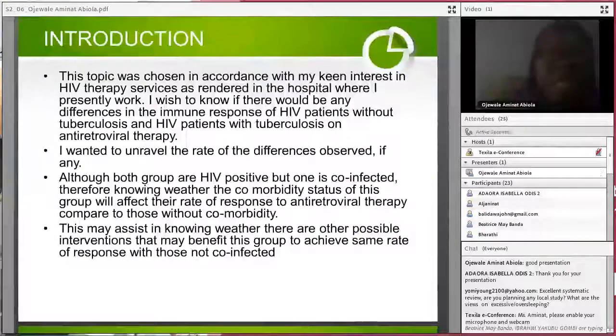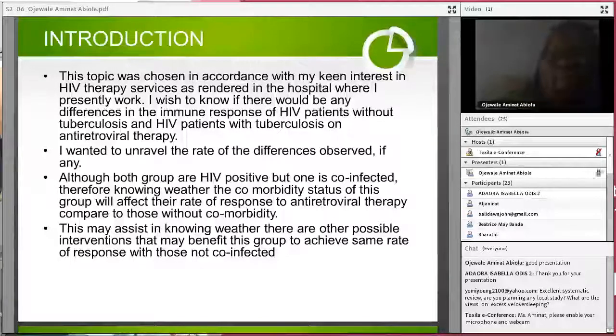Introduction. This topic was chosen in accordance with my new interest in the HIV therapy service as being rendered in the hospital where I presently work. I wish to know if there will be any differences in the immune response of HIV patients with tuberculosis and that of HIV patients without tuberculosis, and that of HIV patients with tuberculosis who are on antiretroviral therapy. I wish to unravel the difference observed, if there is any. As you can see, both groups are HIV positive, but one is co-infected.